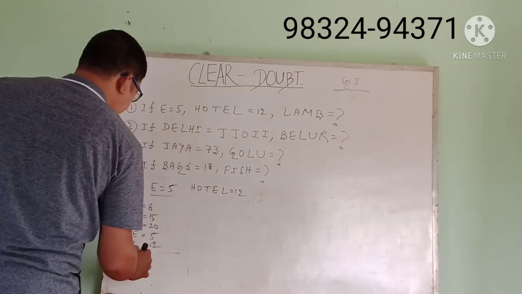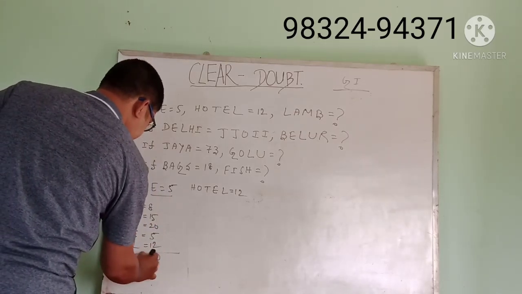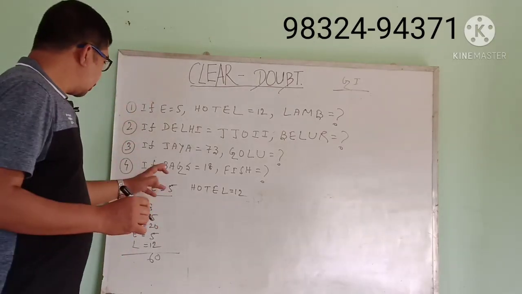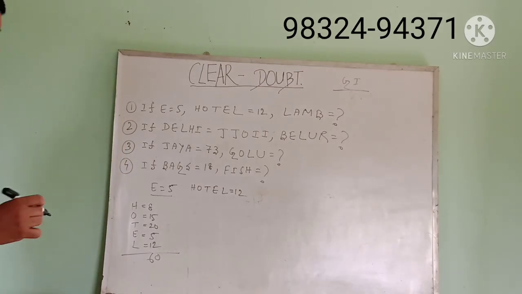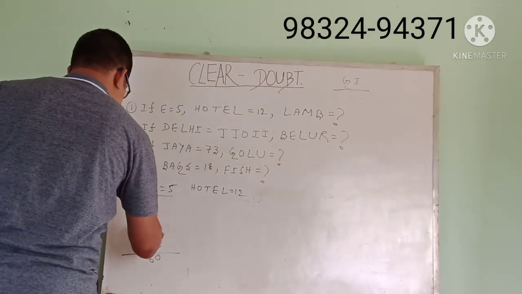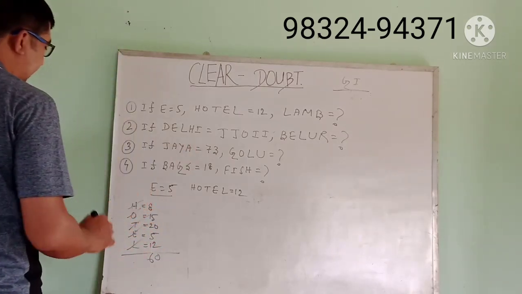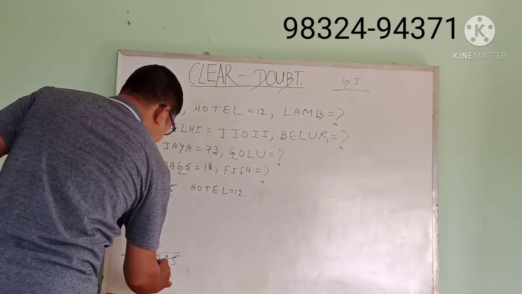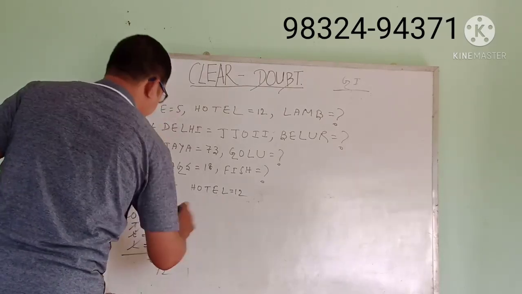So the addition of all these comes to 60. And from 60, how does 12 come? How many letters are there? 1, 2, 3, 4, 5. There are a total of 5 letters. So 60 divided by 5, the total comes to 12.